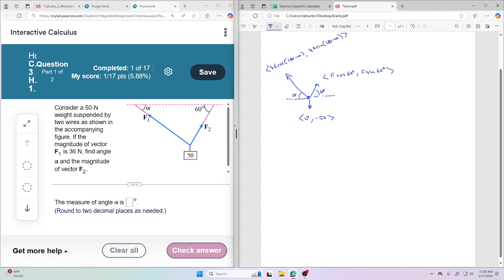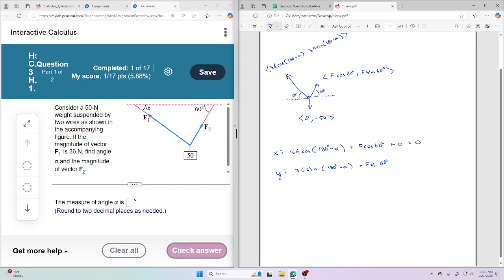Here we go. So let's do the x's. I'm just going to skip to the math part that we need. 36 cosine 180 minus alpha plus F cosine of 60, and then plus 0 equals 0. And then for the y's, same thing. Should probably put a little degree symbol up there. Cosine 60. Nope, what am I doing? That's wrong. Sine. And then minus 50 equals 0.